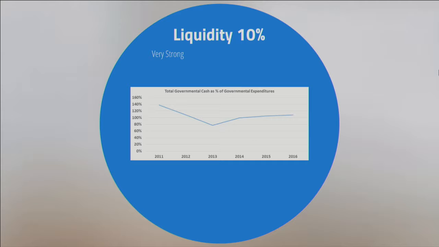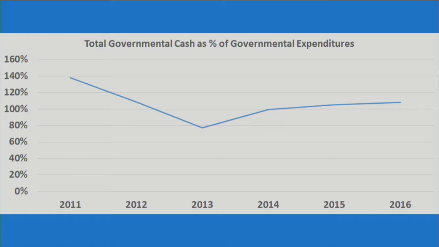So the next indicator is liquidity. This looks at total governmental cash. When you're talking about governmental cash, you're not only looking at the general fund, you're talking about the street construction fund, and the West Haymarket JPA is rolled into this. So looking at liquidity, we're rated very strong. We're somewhere, I believe, around 110% currently as a percent of governmental expenditures.